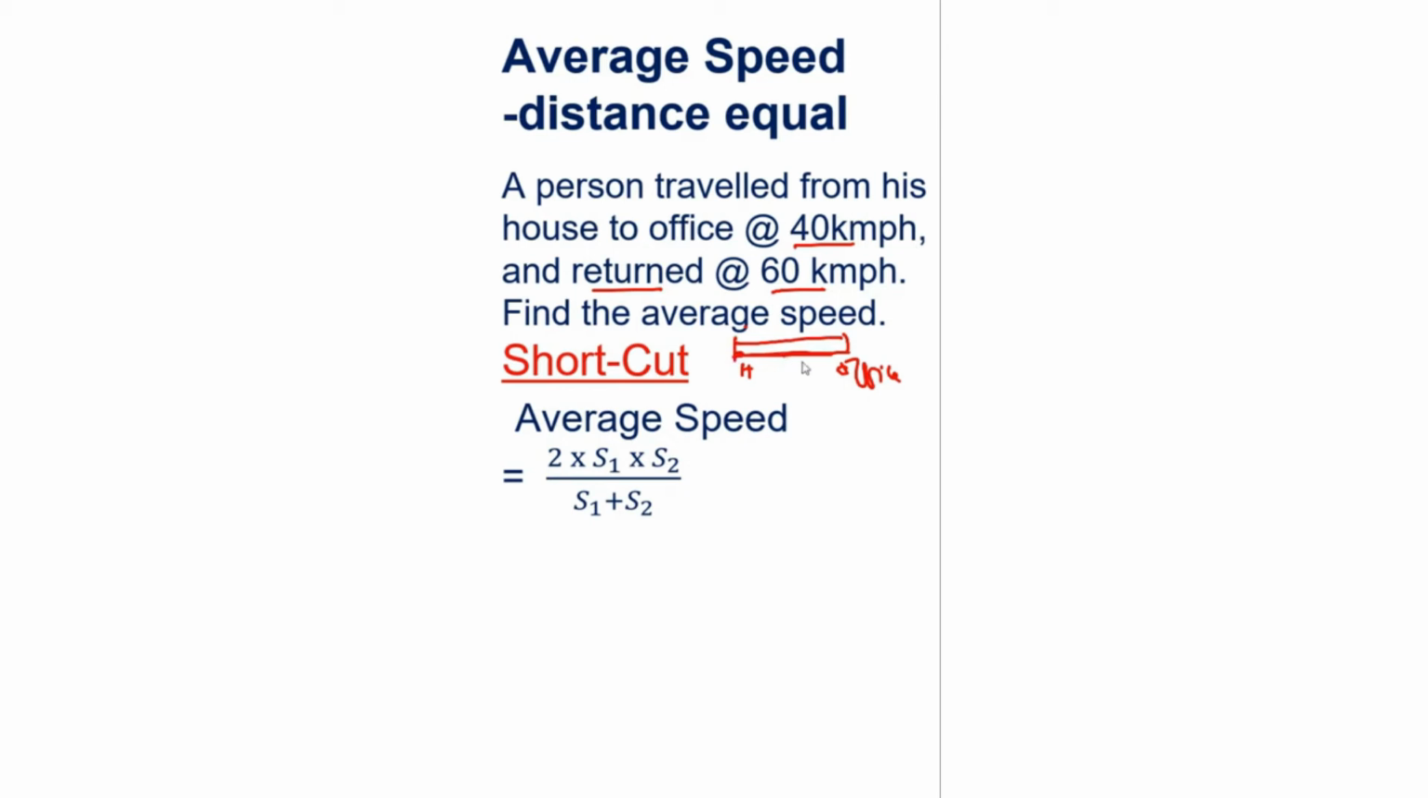When a person travels two equal distances at different speeds, the average speed equals 2 into S1 into S2 by S1 plus S2. 2 into 40 into 60 by 40 plus 60. This is 2 into 40 into 60 by 100. 2 zeros get cancelled. 48 kilometers per hour is our answer.